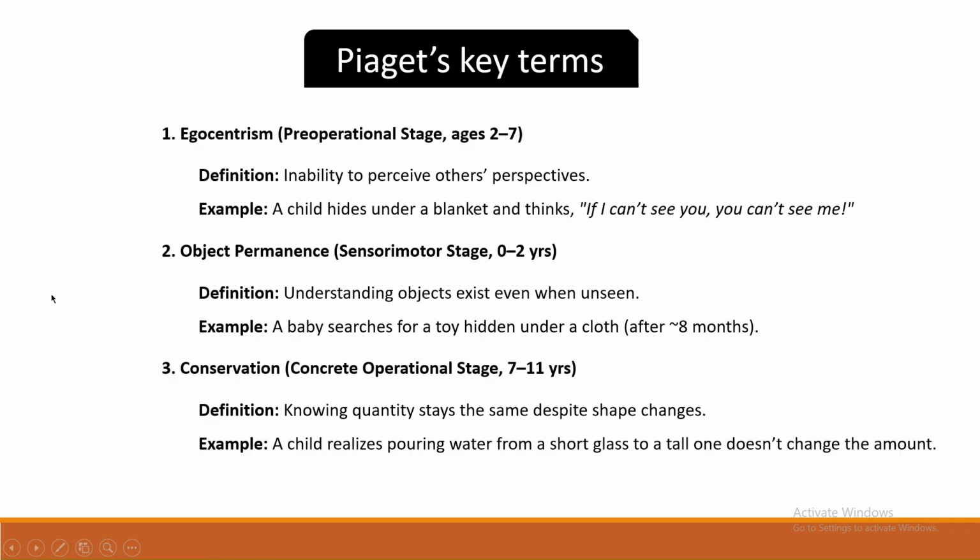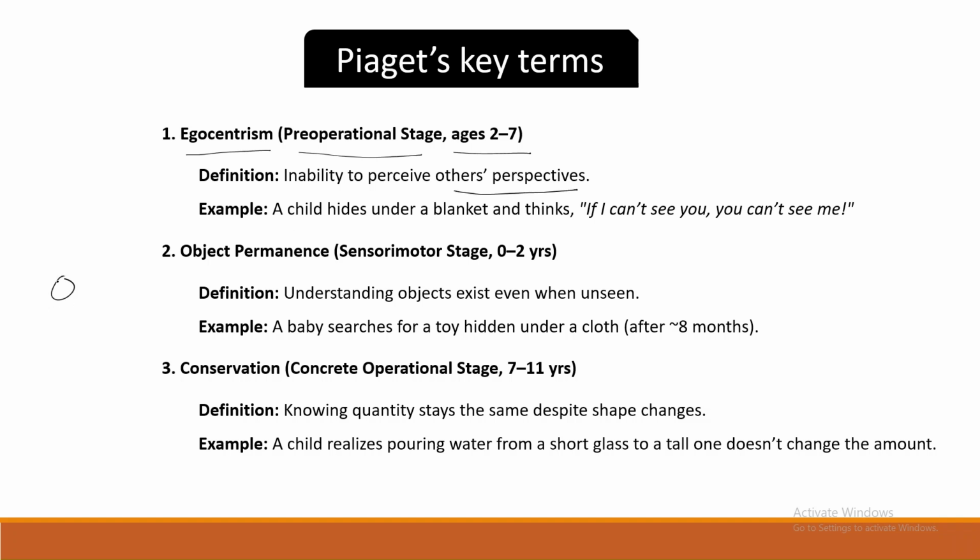And next, I told you about the Piaget key terms. What is egocentrism? Egocentrism is experienced in the pre-operational stage, age 2 to 7. Egocentrism is nothing but failing to understand the other's perspective.